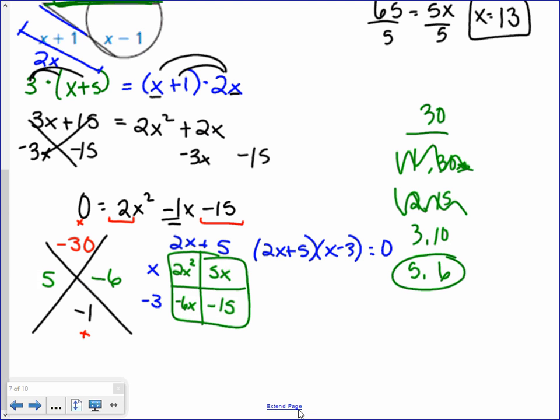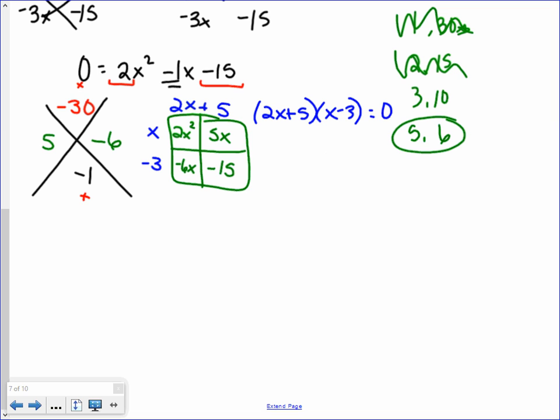All right, now the very last thing we have to do here is actually get an answer for x. That's not your answer. You didn't find x yet. So when we find x here, the only way for this to equal 0 is if this is 0 or if this is 0. The only way to multiply and get 0 is if one of your factors is 0. So we're going to solve each equation here.